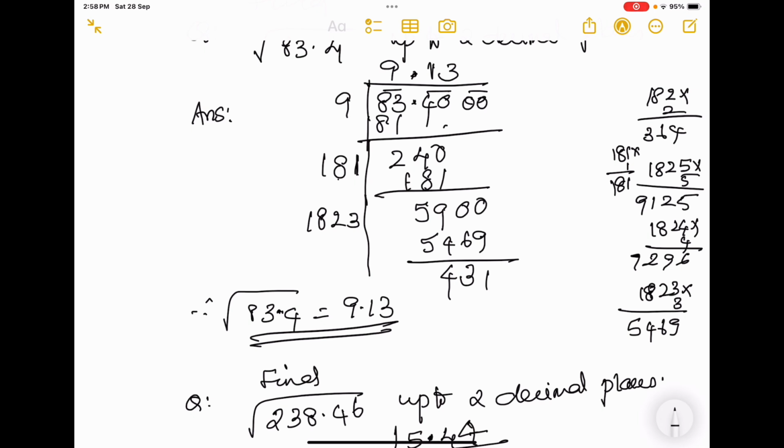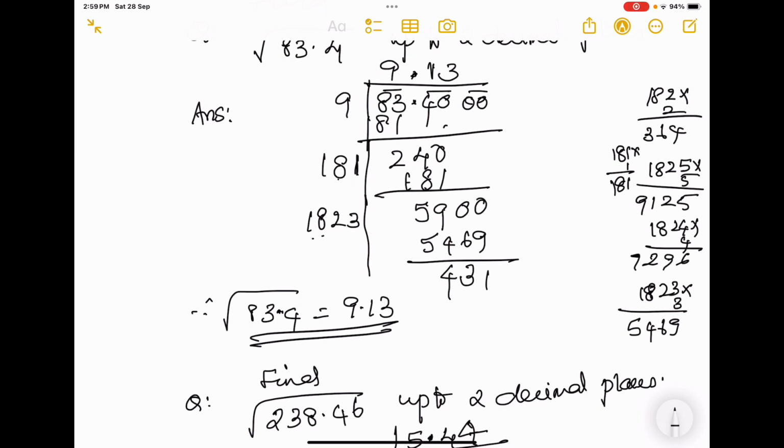Then write twice of 91, not 9.1. You take only the whole number without the decimal, 91. 91 into 2, 182. You write 182 on the left of 5900, leaving a place for one digit. In 182 the left side number is 1, and here 5. 5 divided by 1 is 5. Then if you write 5 near 182, we get 1825 into 5. You check whether it is less than or equal to 5900.